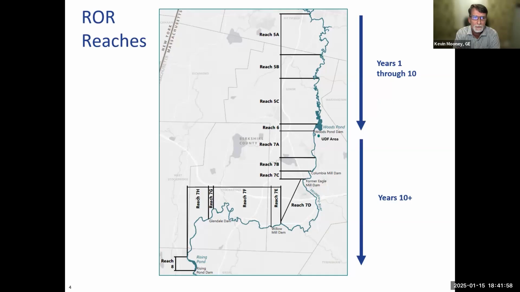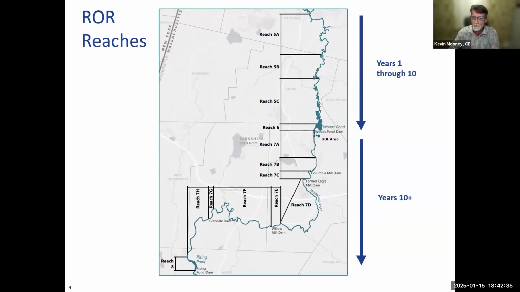So the rest of the river reaches are shown on this map, and essentially we have an area up here which is the confluence of the east and west branch that forms the main branch of the Housatonic River, and the primary area of remediation starts there and continues 30 miles downstream to Rising Pond Dam. The focus of the work in the first 10 years is going to be the area upstream of Woods Pond Dam, and that includes 5A. Then we'll jump down to start Reach 6, and 5B and 5C will be done.